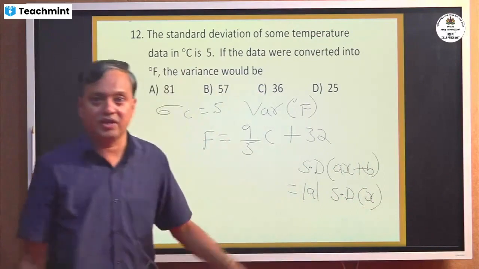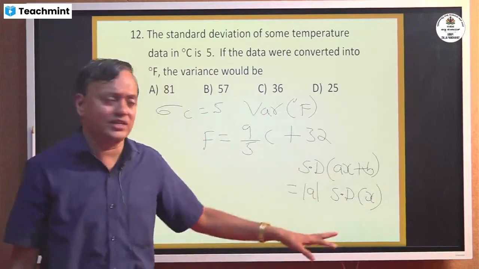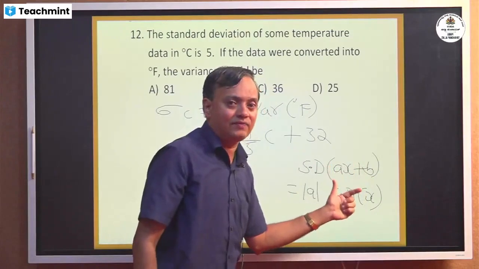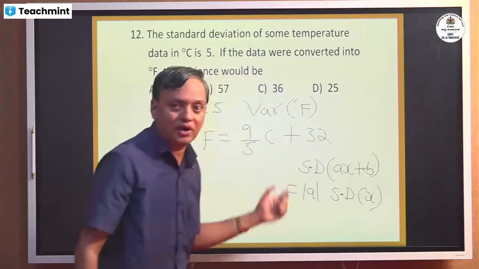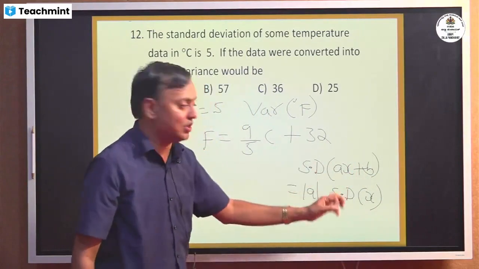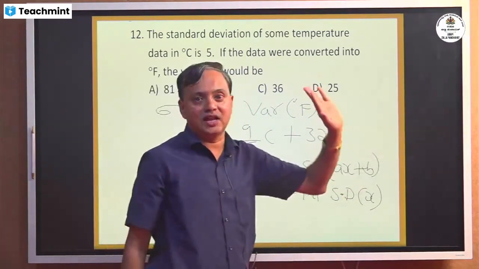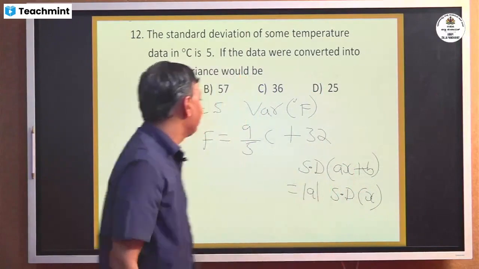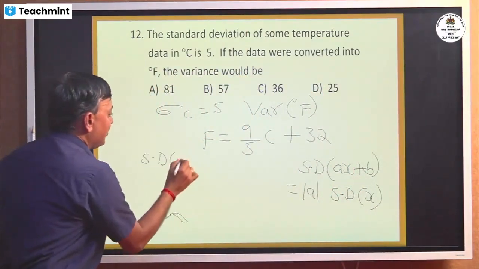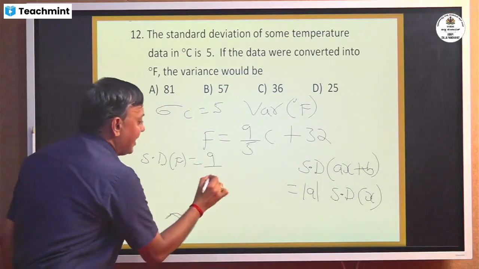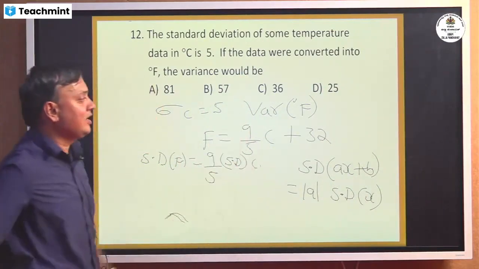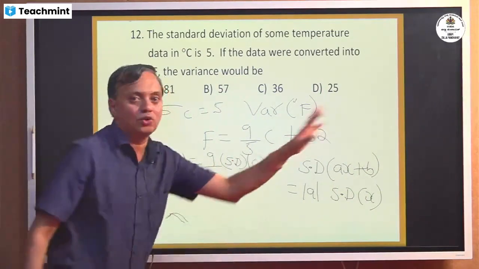You should know this, standard deviation or variance. The standard deviation of any linear function ax plus b, where a and b are constants, is modulus of a into the standard deviation of x. b cancels out, so you should know this formula. Now what happens here? The standard deviation of F is equal to 9 by 5 into the standard deviation of C, correct? The 32 goes away.